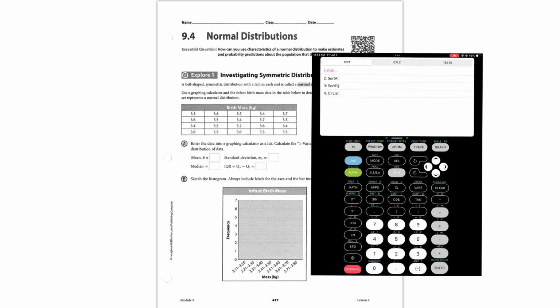To get to the list menu, you click Stat and then hit Enter for edit. And then you're going to enter all of these values in the list. So you'll type in 3.3 and then hit Enter after each one to move down the list. So I'm just going down through the table, entering all of these values, hitting Enter after each one. Again, this is on the app, and it is called Calculate 84.